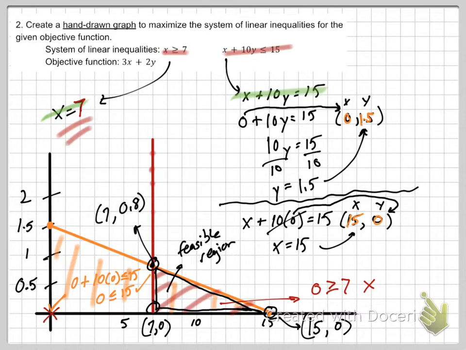If you forget how to graph something like this, ask yourself, where does x equal 7? Well, it equals 7 there. It equals 7 there. Now I have 2 points, I can draw a line.